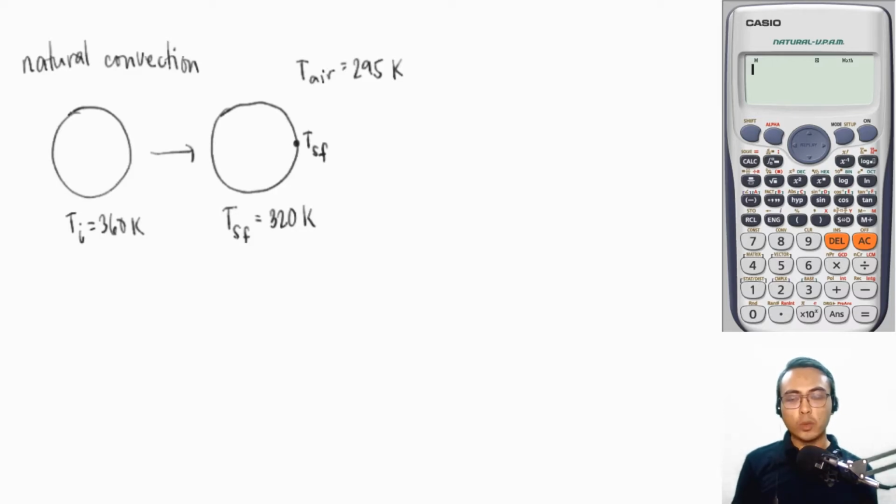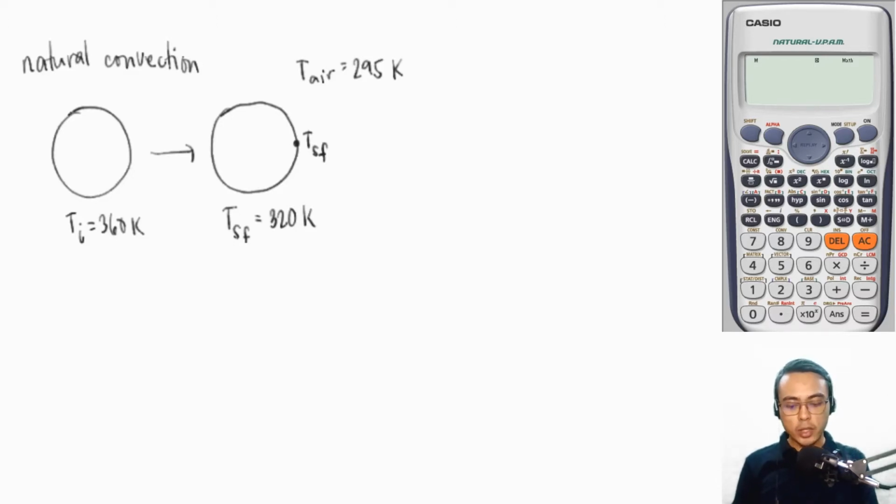Now, the first thing that we must ask ourselves is, what is our temperature difference in this case? Since we have two different temperatures for the rubber, that is the initial temperature and the final surface temperature, we have to decide on what temperature we will use for our temperature difference for natural convection. In this case, we can simply use the bulk temperature or the average temperature between the initial and the final.